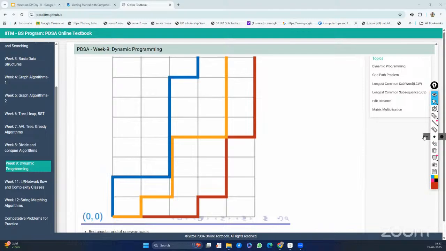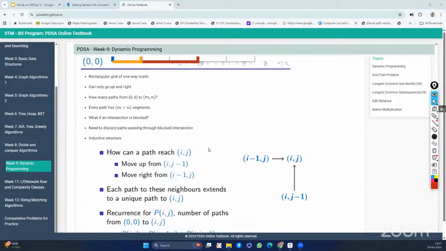That is, if you have some blockage, suppose you cannot cross this point, then how many unique paths are possible? This is a different version, but initially this is the one. And regarding the solution, how can we solve this using the inductive structure? So yes, we can use this inductive structure approach for this.